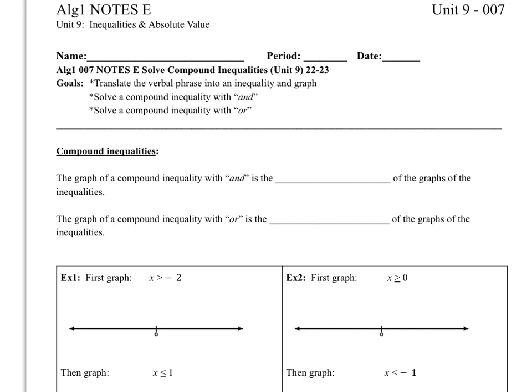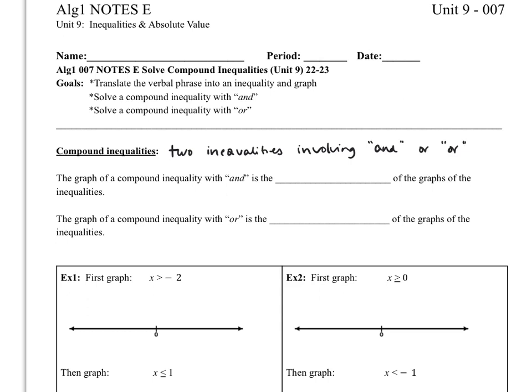In this set of notes, we're going to learn how to solve and graph compound inequalities. So that's going to be inequalities involving and or. It's going to be two inequalities at the same time. So compound inequalities are two inequalities involving and, or.